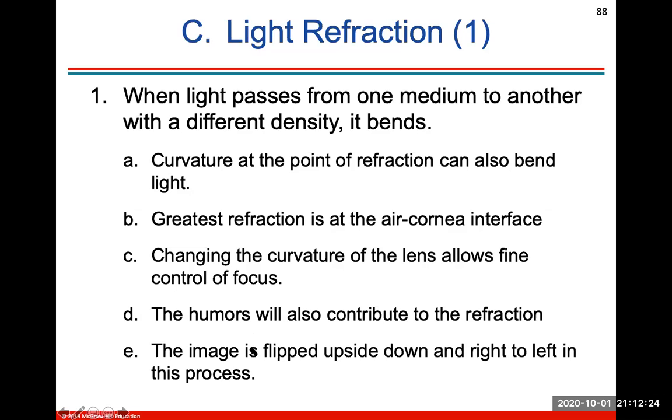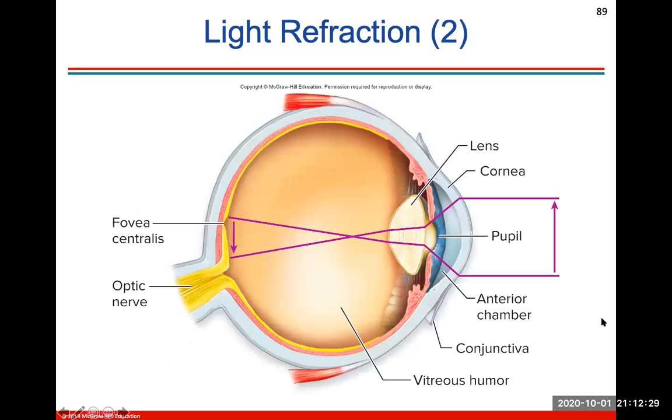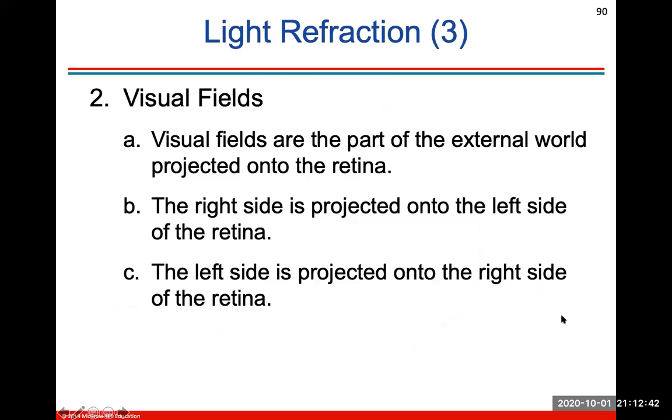The image that comes into your eyes will always be flipped upside down and right to left in this process. So here is the area of vision and how it will come in and then be bent through the lens and then upside down on the back of the eye. The visual fields are part of the external world projected onto the retina, the back of the eye. The right side is always projected on the left side of the retina, and the left side is always projected onto the right side of the retina.